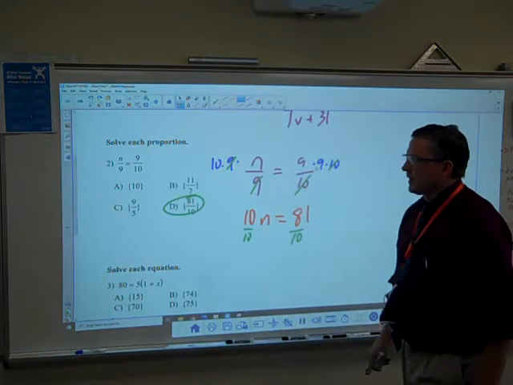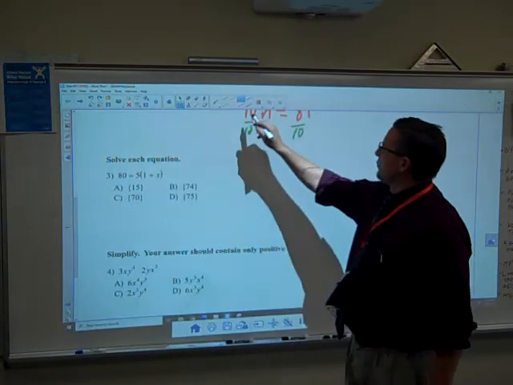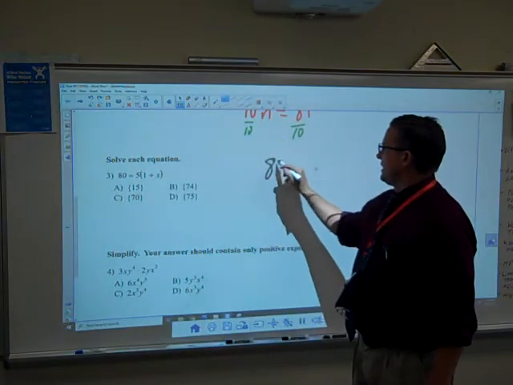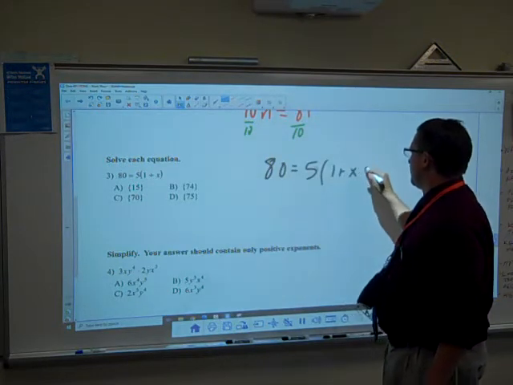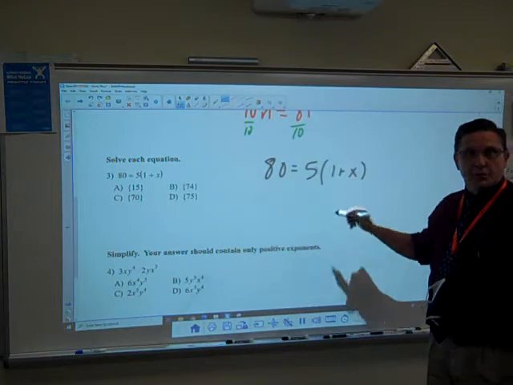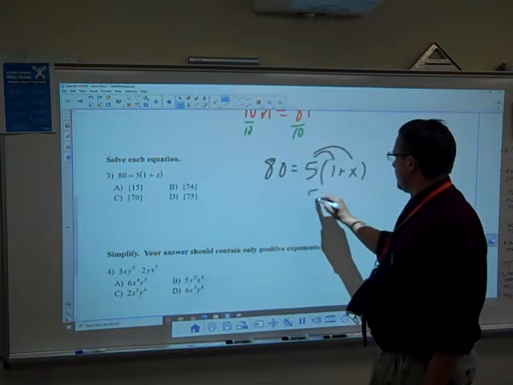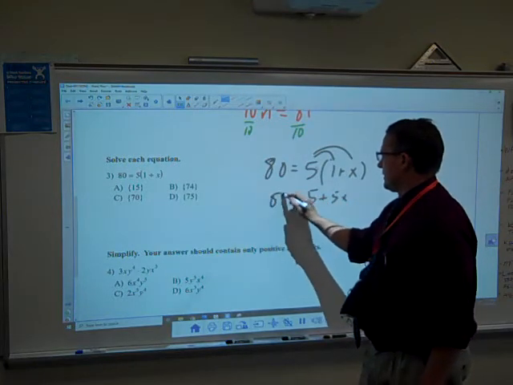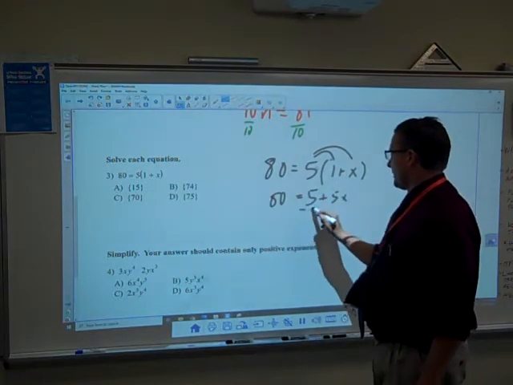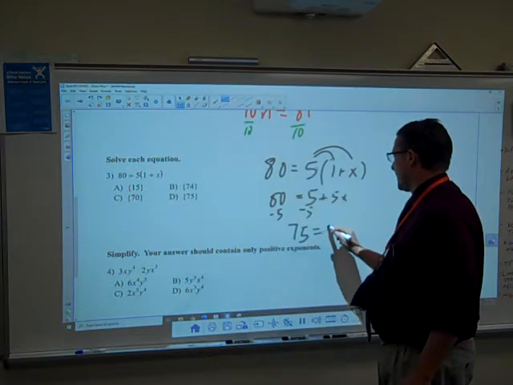All right. Problem 3 is just a simple equation, but it's got some parentheses on it. We'll change color here. 80 equals 5 times the quantity 1 plus x. Okay, I can't add 1 and x, so I am going to be forced to distribute. Got to get rid of parentheses so we can do the work. We get 5 plus 5x equals 80.